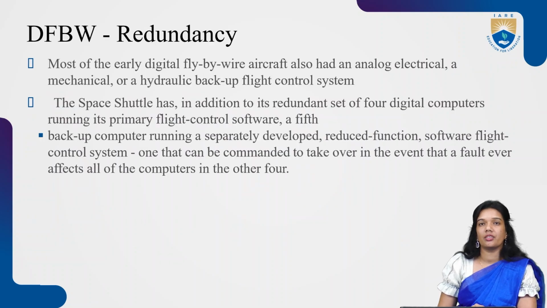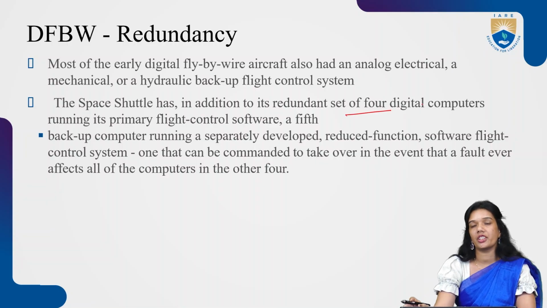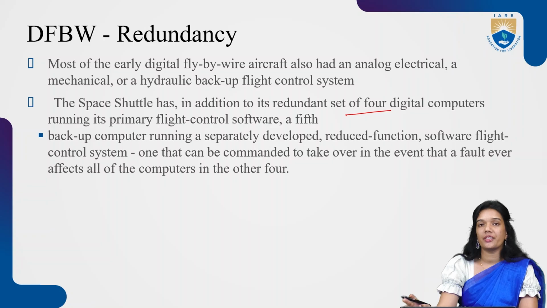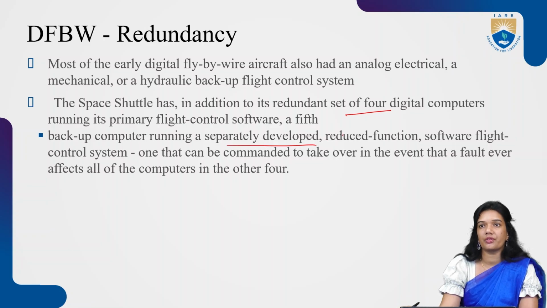Redundancy. Most of the early digital fly-by-wire aircraft had analog electrical or mechanical or hydraulic backup flight control systems. The space shuttle has a redundant set of 4 digital computers. So if it is only one flight control system, and there is a failure in that one flight control system, then everything is a failure. Nothing can be operated. So that is why there are multiple computers. These backup computers run separately, developed with reduced function, right?